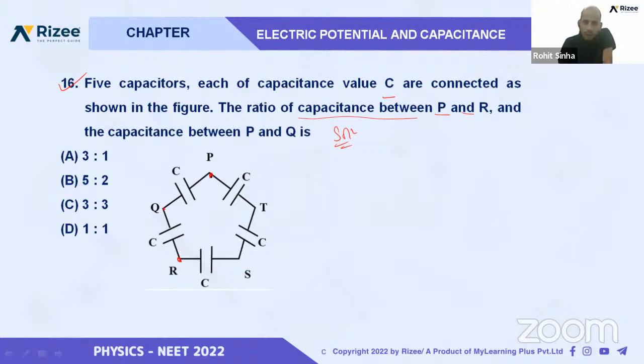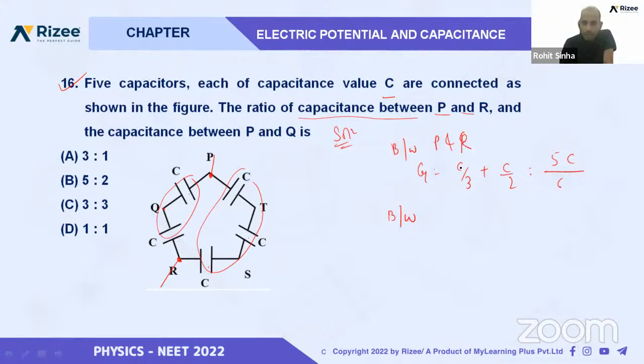If we want to calculate between P and R, we will see these are in series and these are in parallel. So between P and R, we will write C equivalent is equal to C in series, C by 3, plus C by 2. They both are in parallel. It will be directly 6, that means 5C by 6.